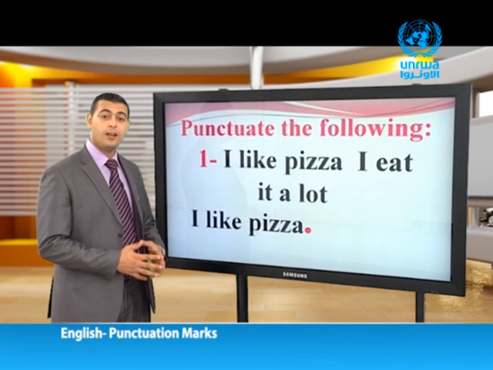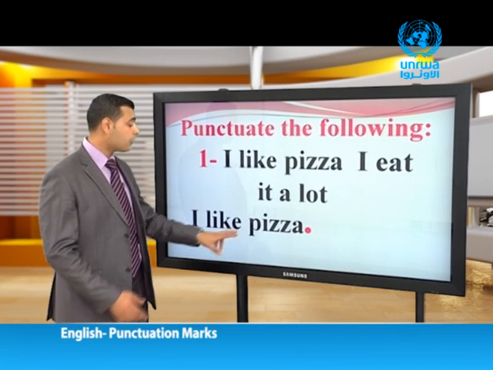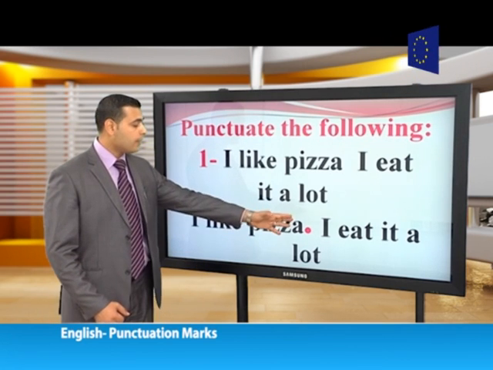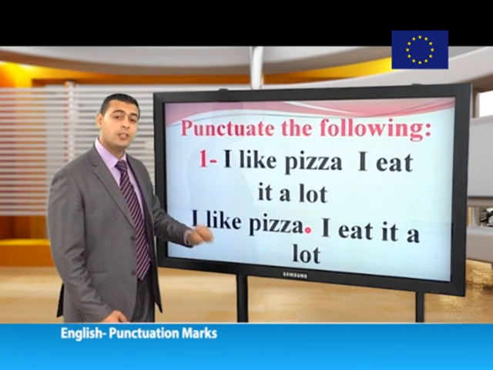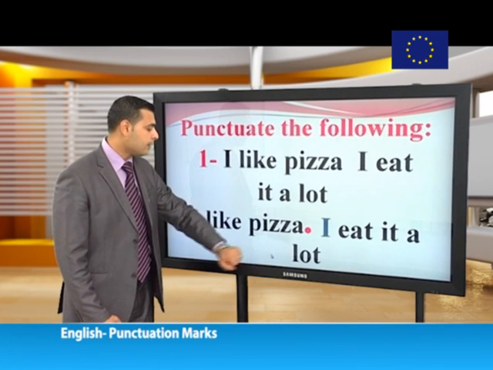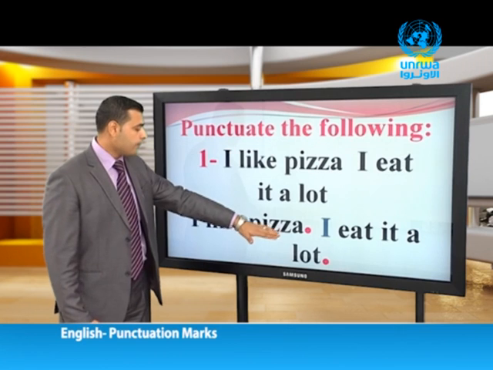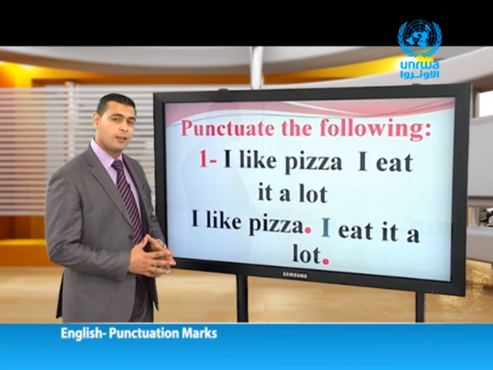I like pizza. This is the first complete idea. Let's look at the second complete idea, which is I eat it a lot. In this sentence, I need to use another full stop at the end. So, I like pizza, full stop. I eat it a lot, another full stop.